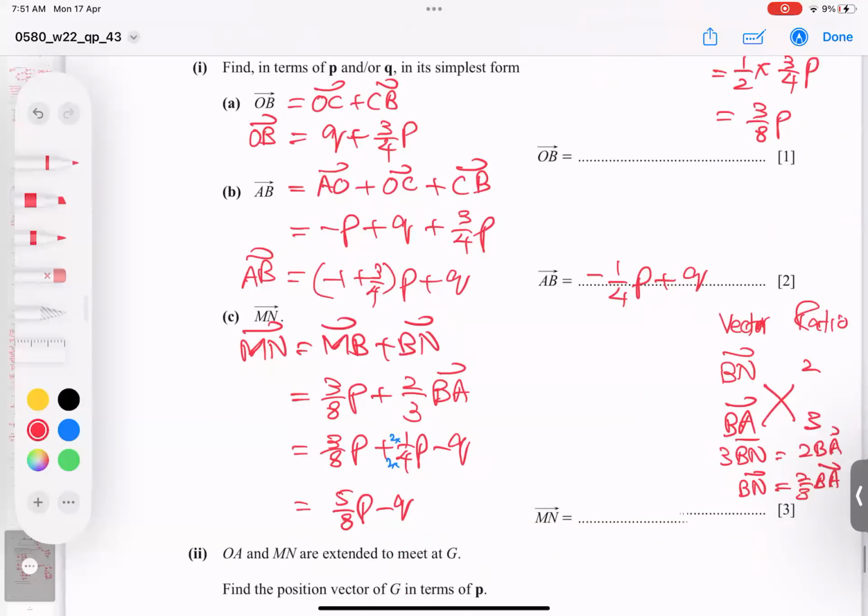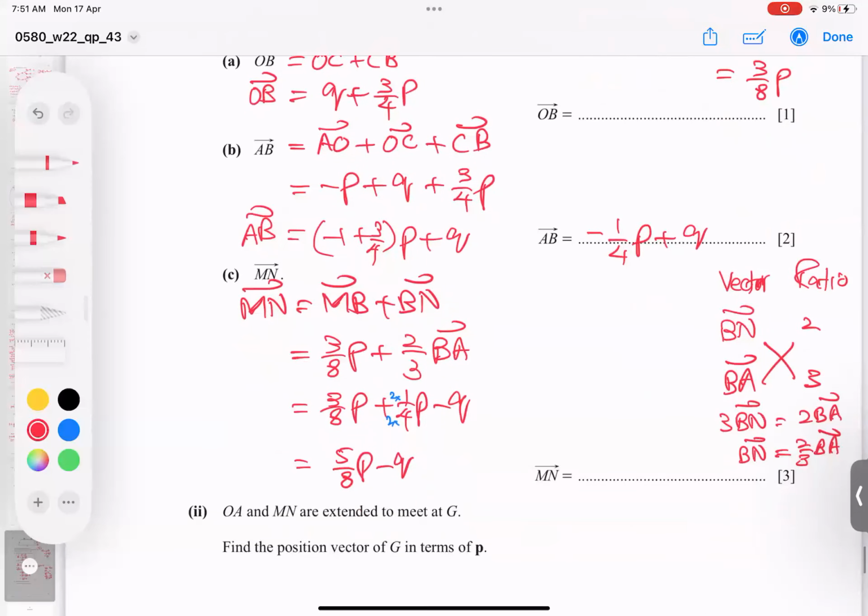And BA is reverse. Oh, I missed one thing. This 2 by 3 I missed. That is why some confusions were there. Now covered. So 2 by 3 I missed, and times in a bracket, reverse directions. So 1 over 4 positive and negative Q. Open the bracket: 3 by 8P, and this multiply. So this cancels out. I get 1 over 6P and minus 2 over 3Q.